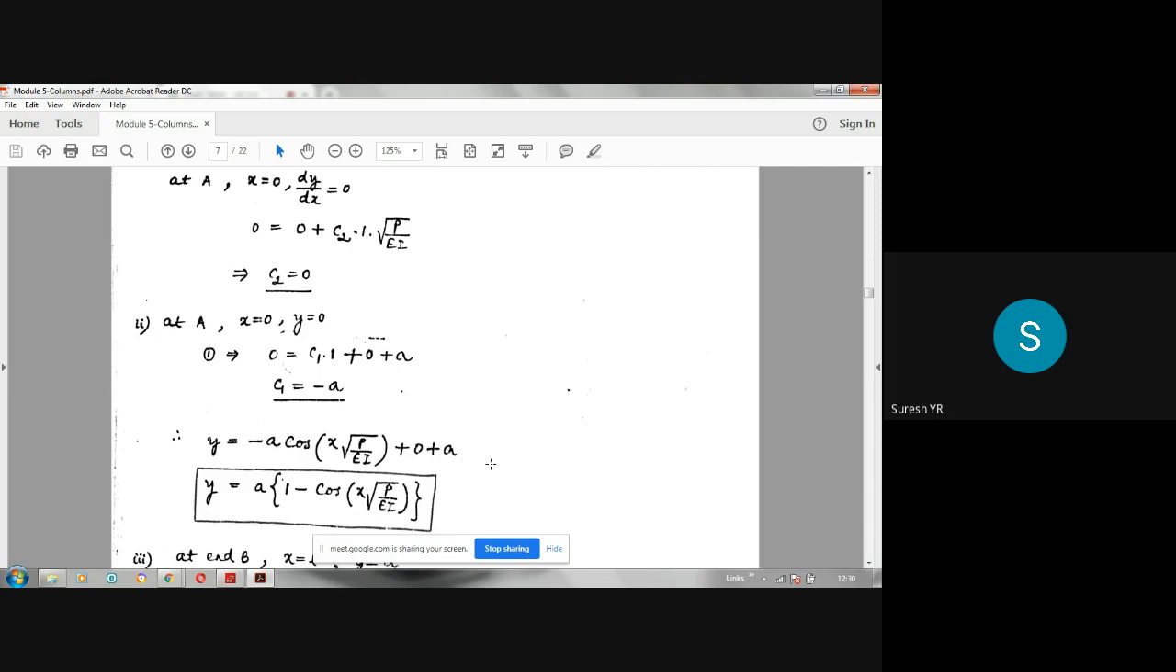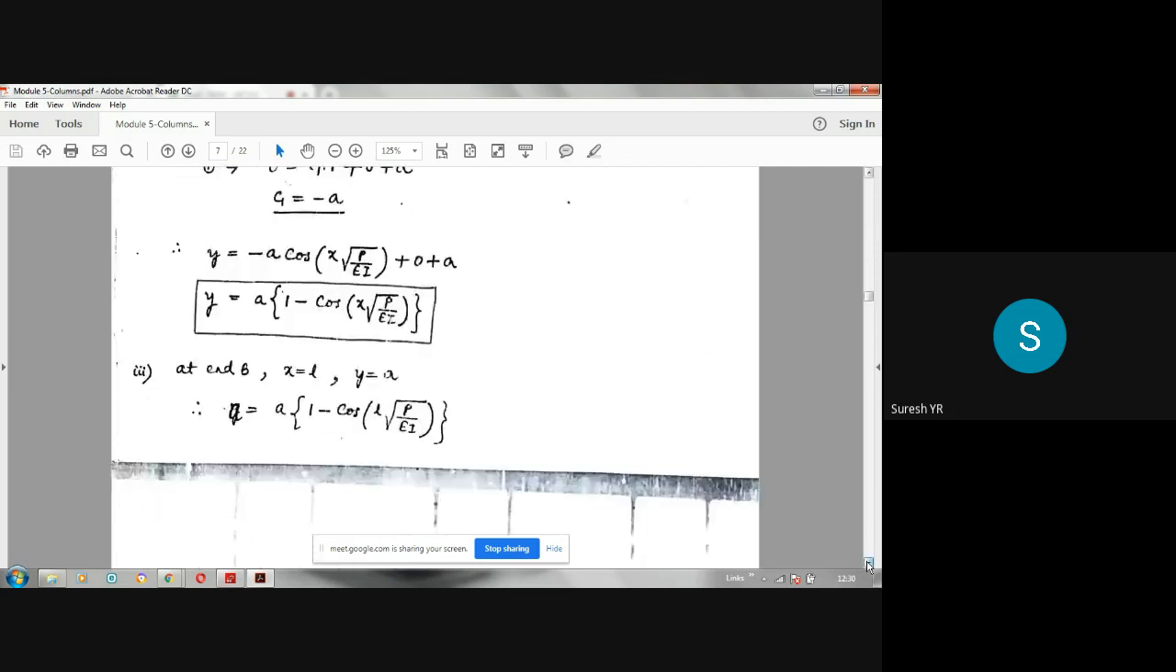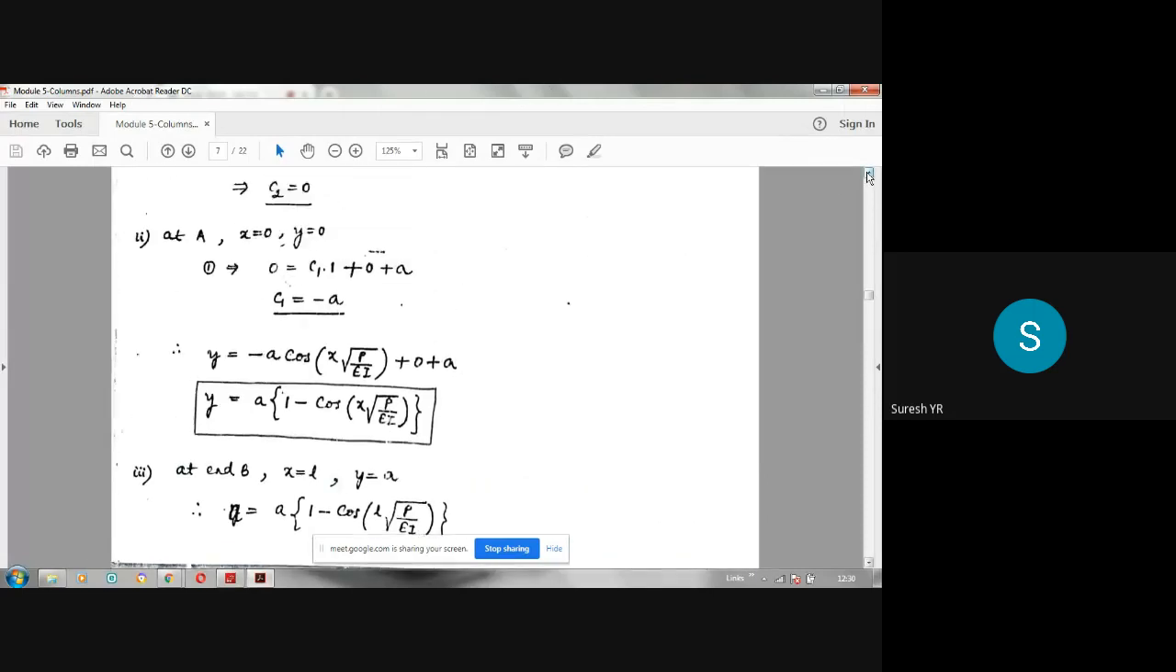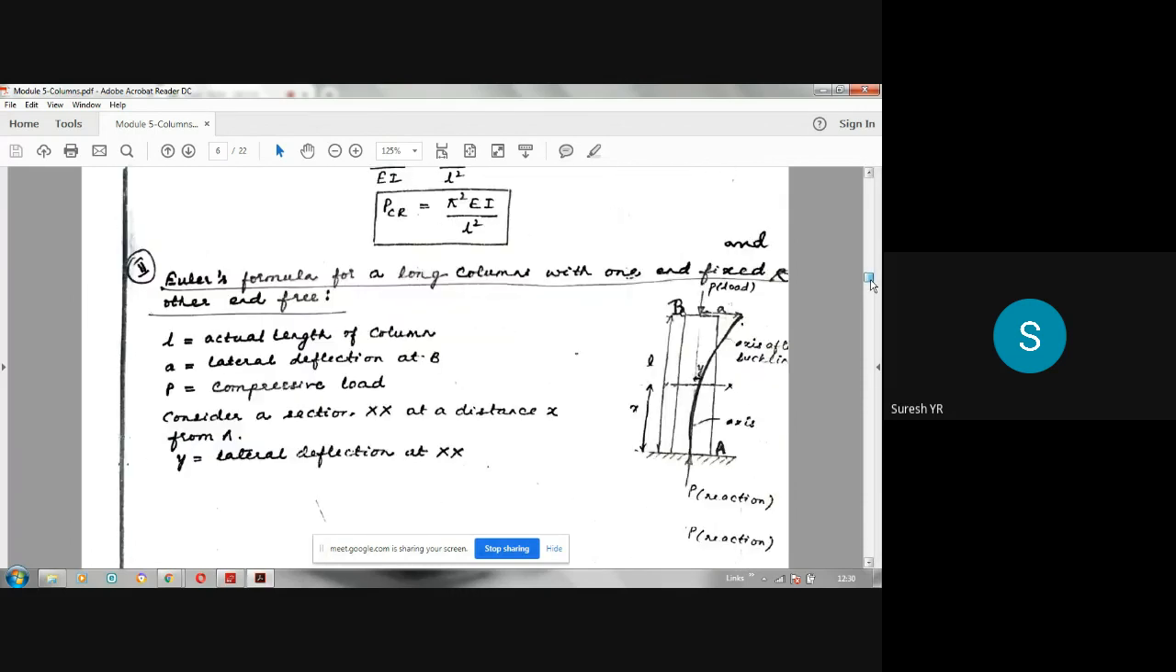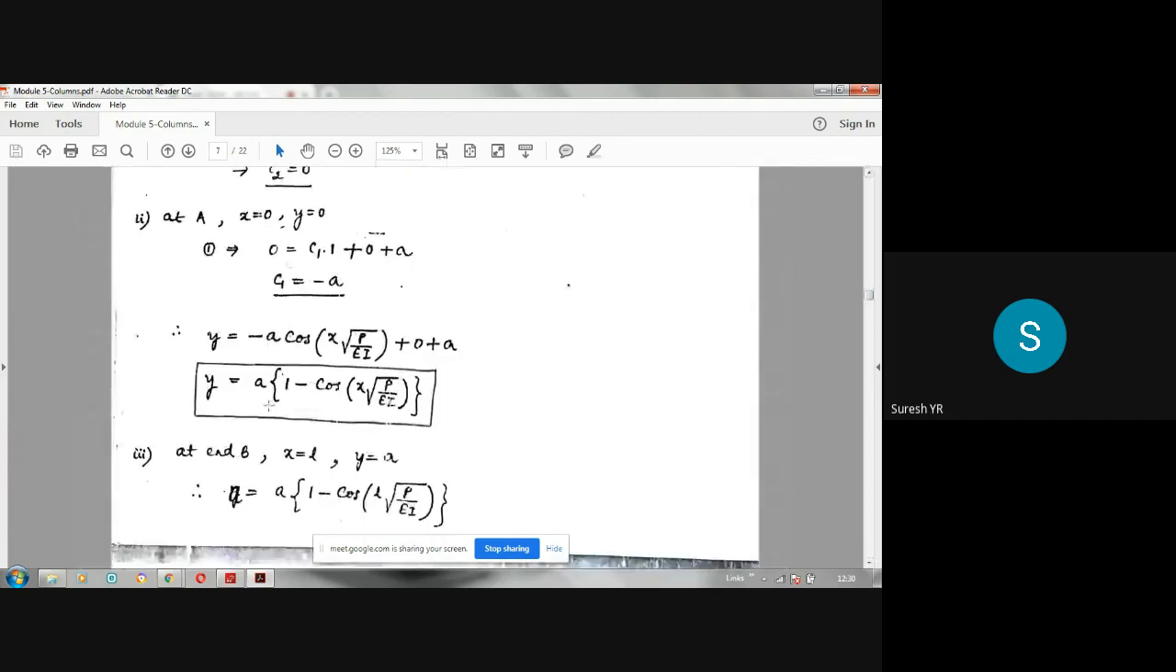Now one more boundary condition we will use here to get the final crippling load term. At end B, x is measured from A, so at end B, x is equal to L. At x equal to L, y is equal to A, which is the maximum deflection. You have to use that condition in this equation. So you apply one more boundary condition: at end B, x is equal to L, y is equal to A. Put y equal to A here.